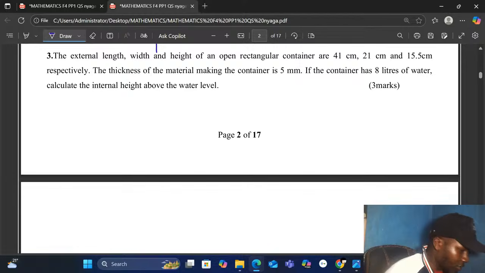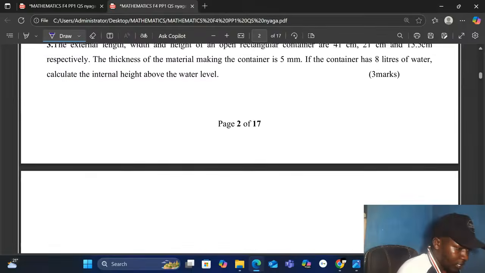The internal height above the level of water. Now, we can see the thickness of the material is 5 millimeter. You can convert it to centimeter. So 5 millimeter, you can mark it.